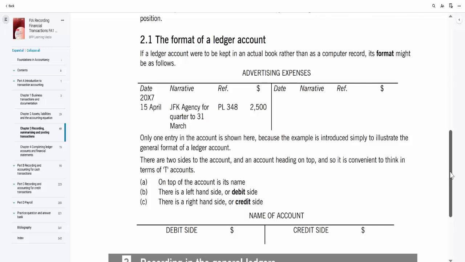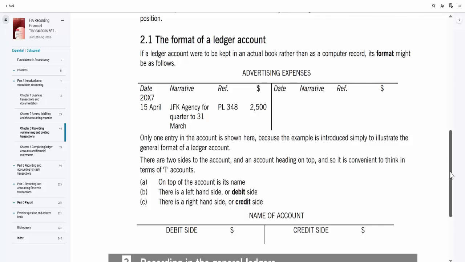Thank you, students, for watching today's lesson. We've covered some essential concepts about the general ledger, posting, and the format of a ledger account. I hope it's now much clearer how these pieces come together in the accounting process.